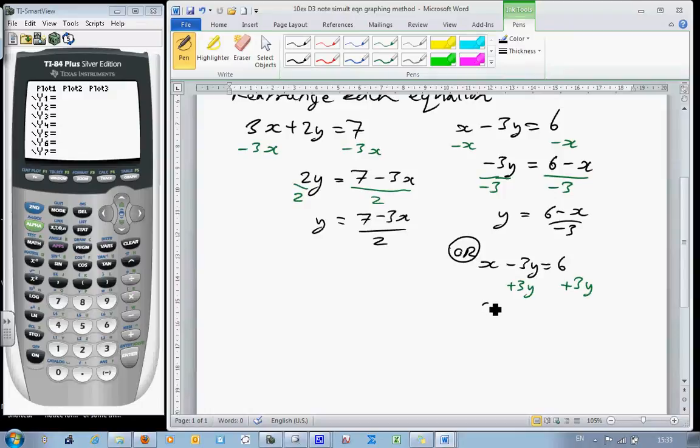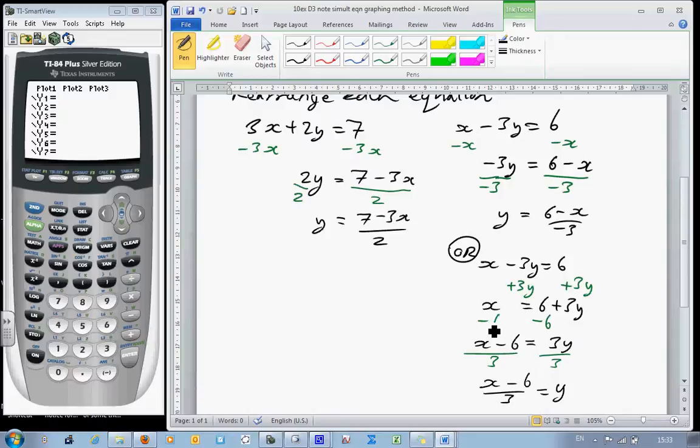From here, I need to get rid of the 6, so I'd have to subtract 6 both sides, which gives me x take away 6 equals 3y. And then in order to get 3y to become 1y, divide by 3, divide by 3, and you end up with x minus 6 over 3 equals y. These two equations are the same. 6 minus x over minus 3 and x minus 6 over 3 are identical. Won't go into it at this point because what we're doing is graphing.